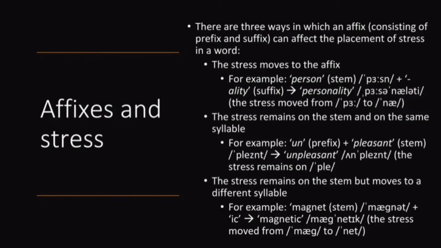The last one is the stress remains on the stem but moves to a different syllable. For example, in the word magnetic, the stem is magnet. The stress is on the first syllable, plus the suffix ic. So in the word magnetic, the stress moved from the first syllable to the second syllable, from mag to net.